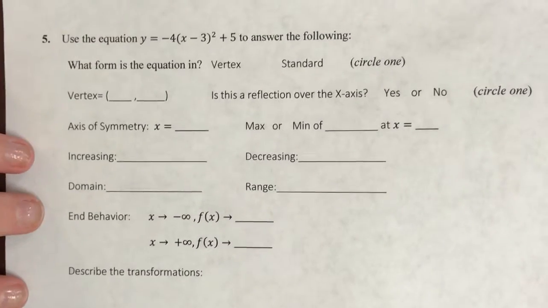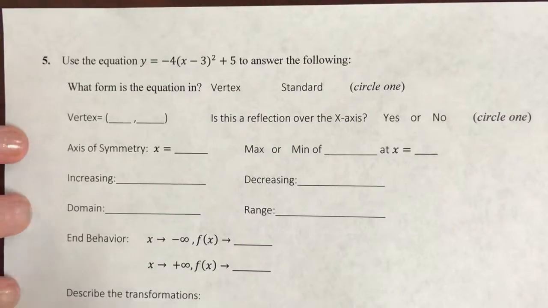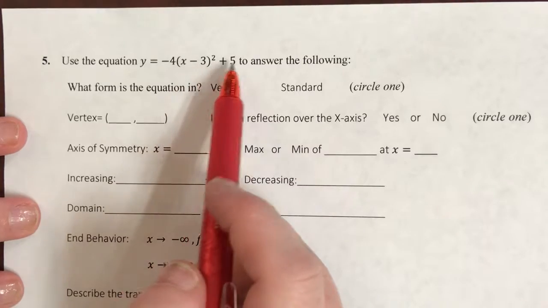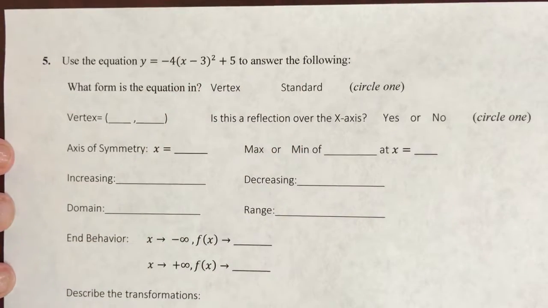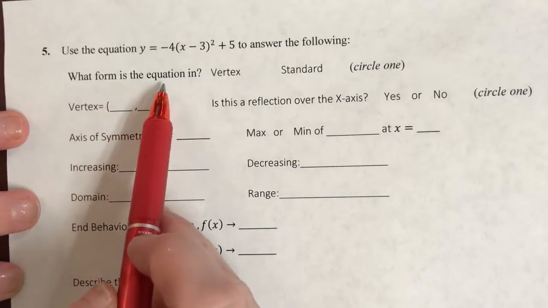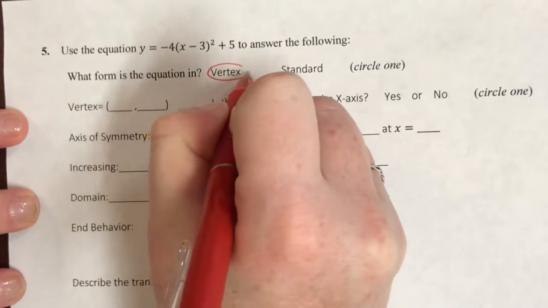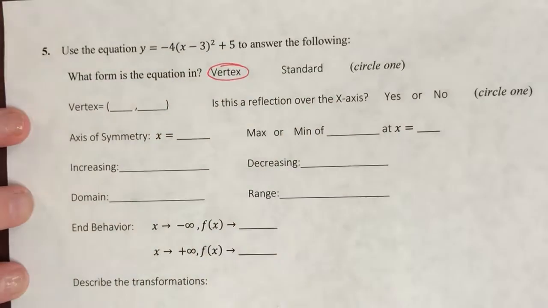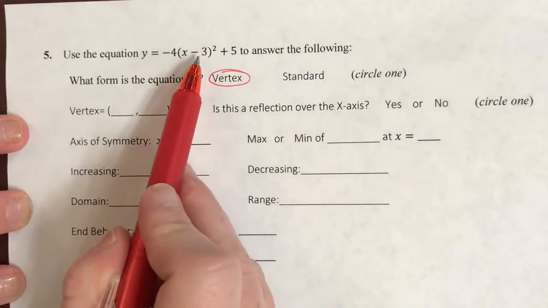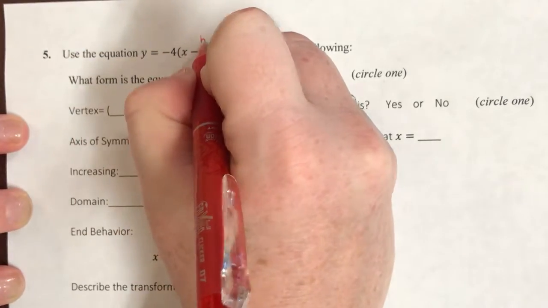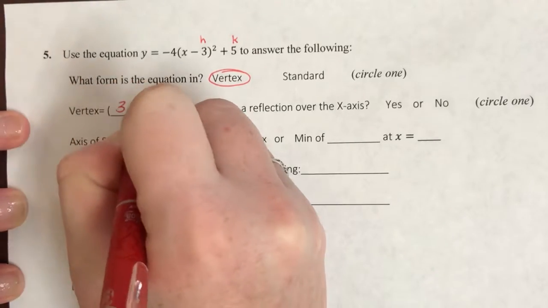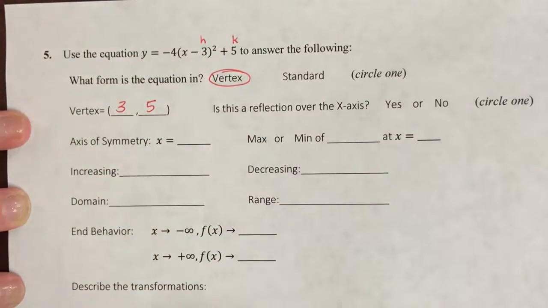Number 5, using the equation y equals -4 times (x minus 3) squared plus 5 to answer the following questions. What form is the equation in? This is in vertex form, so we can do some of these things without the calculator. The vertex would be at (h, k), so our h is going to be 3, k is 5.